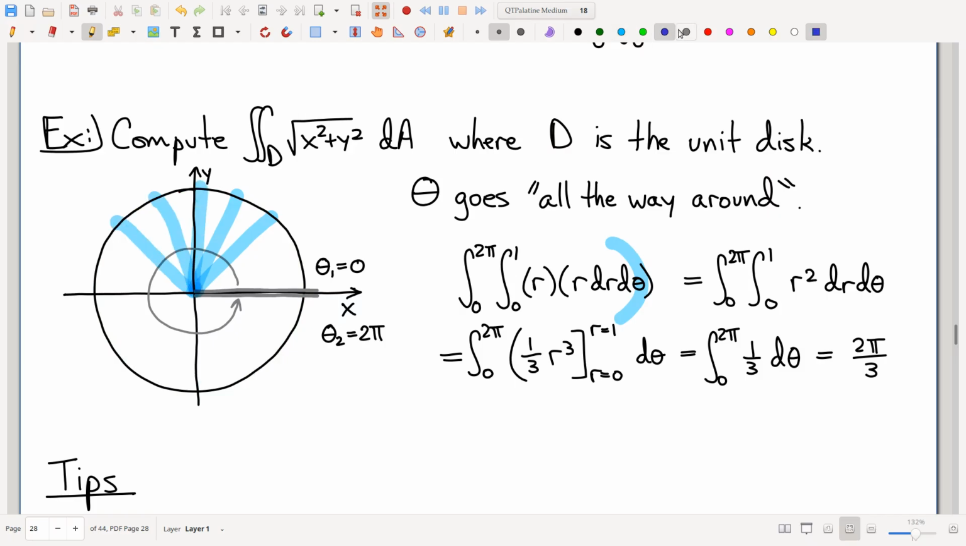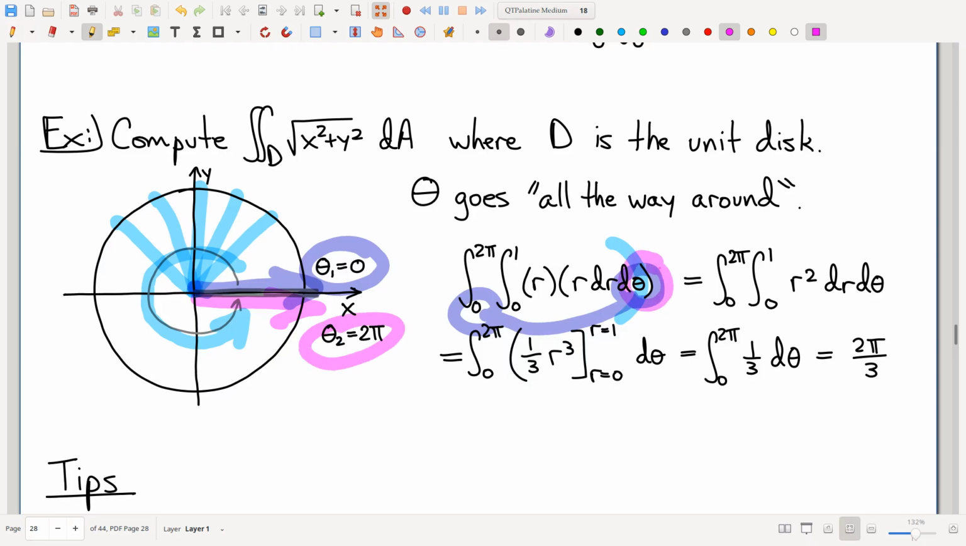And I can see from the picture that theta starts at 0, and then theta goes all the way around. I can just imagine these theta slices continuing as I go counterclockwise around there until I end with this last slice, which I will have gotten to by theta increasing by a full 2 pi, thus ending me at theta equals 2 pi. Is that cool?